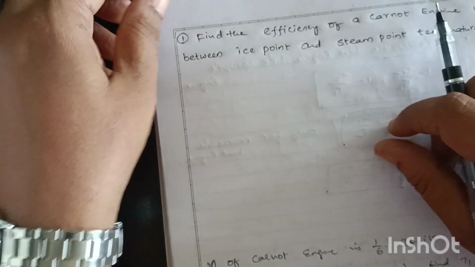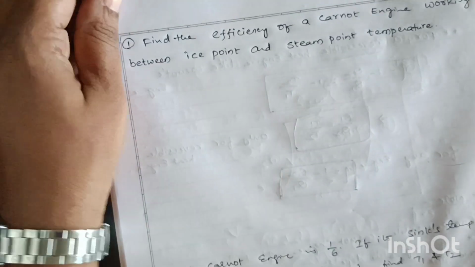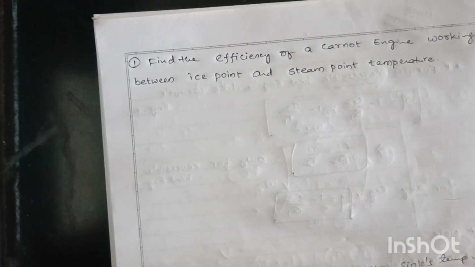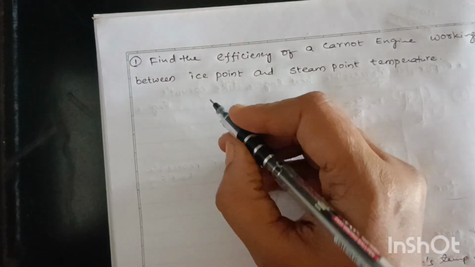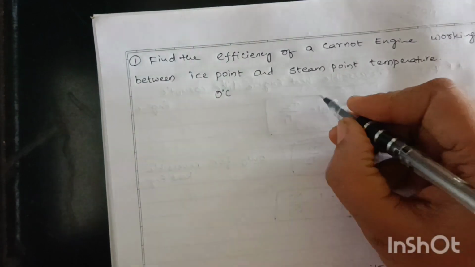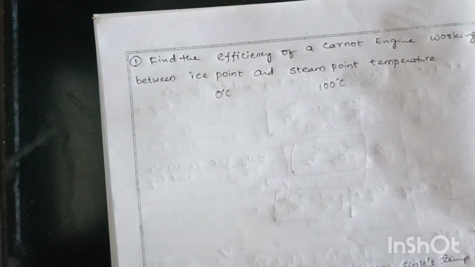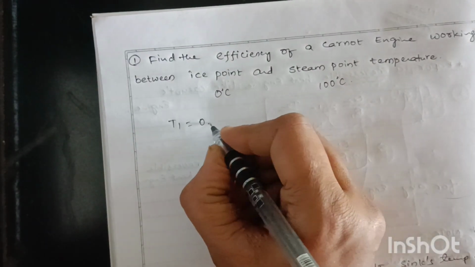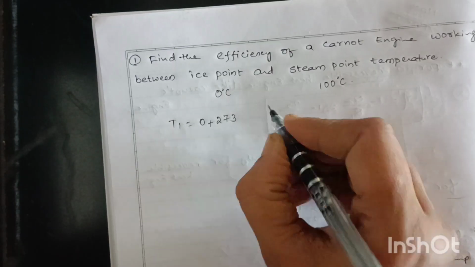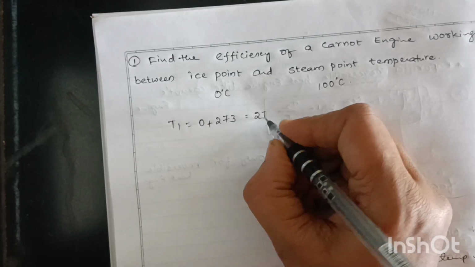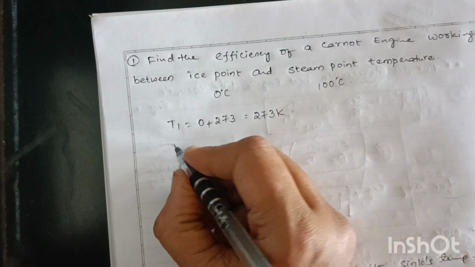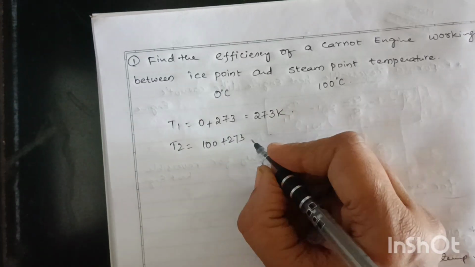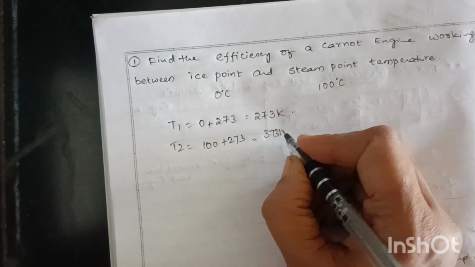Here we have some problems. Find the efficiency of a Carnot engine working between the ice point and the steam point. The ice point is 0 degrees centigrade and the steam point is 100 degrees centigrade. Converting into the Kelvin scale, one temperature is 0 plus 273, which is 273 Kelvin, and the other is 100 plus 273, which is 373 Kelvin.